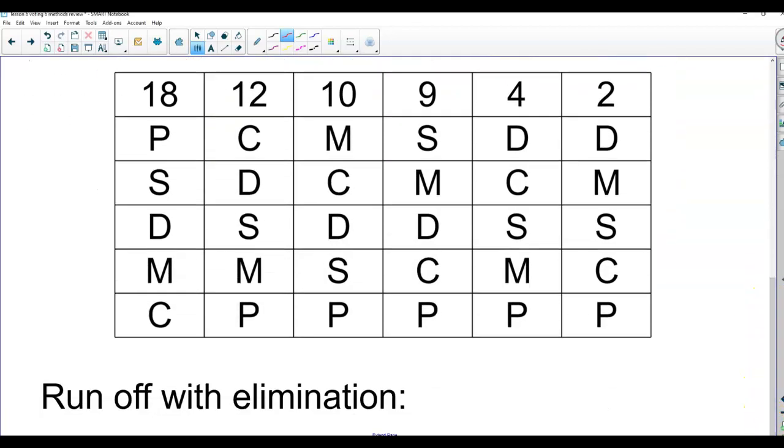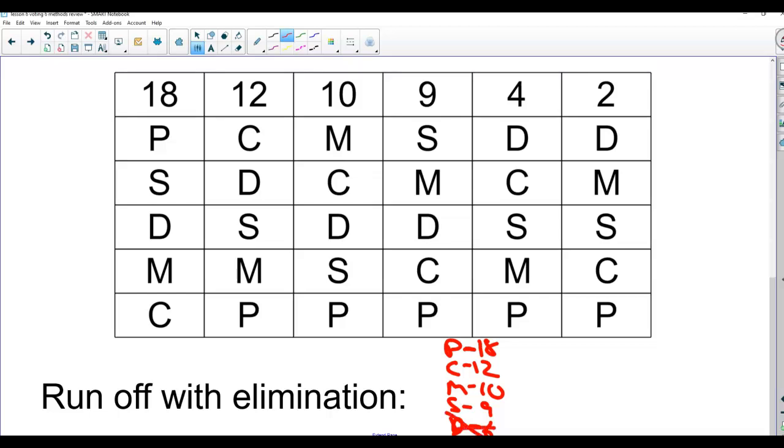Yes. Nothing more, nothing less. This is literally it. So, when it's runoff with elimination, P has 18, C has 12, M has 10, S has 9, and D has 6, excuse me. That's how many first place votes each letter has. And now we're getting rid of them one at a time.